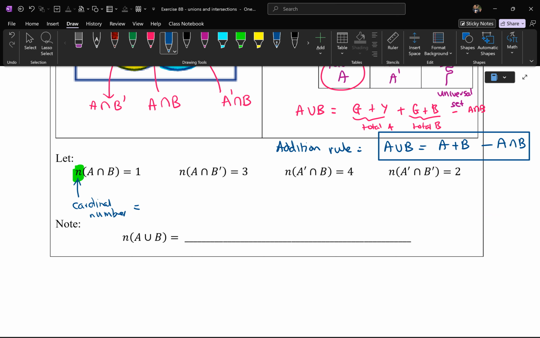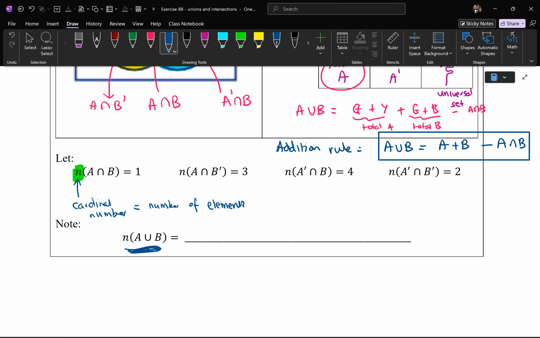Cardinal number means the number of elements. So they're saying how many items are there in this group. So A intersection B, they're saying there's 1 item. A intersection B dash has 3 items. A dash intersection B has 4 items. And then not A intersects not B has 2 items. Now the question's asking you to find A union B.